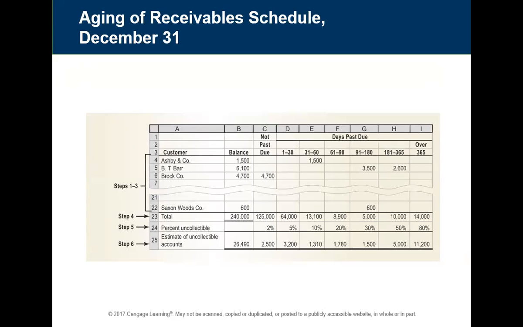They'll always give you the days past due and the percent uncollectible. And then you're just multiplying. So 125,000 times 2%. We estimate that current collectibles, we have about $2,500 uncollectible. And we just multiply all the way down, and then we add it all up. 2,500 plus all of those. Our total estimate of uncollectible accounts is $26,490. So that's how they're coming up with what they think is uncollectible for this year based on accounts receivable.